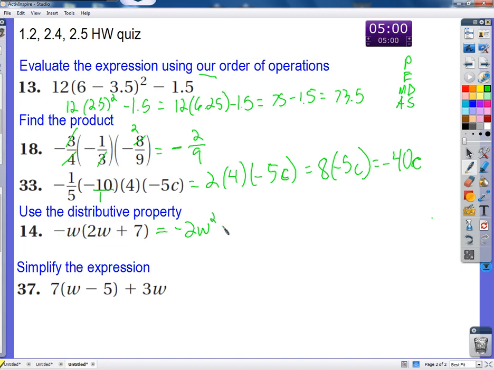All right. And what is negative w times 7? Negative 7w. There it is. Negative 7 of the w's. You put these together, add these together, you get like negative 9 something. Negative 9w squared. Can we do that?